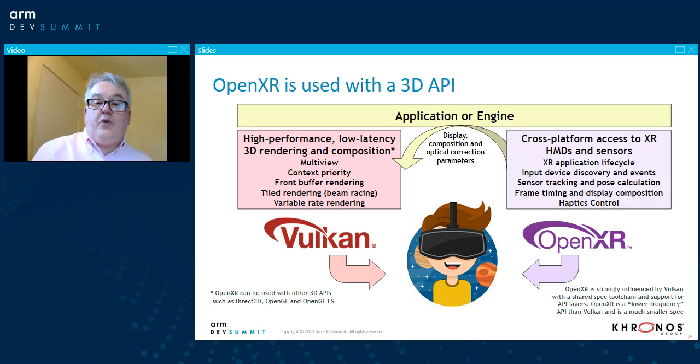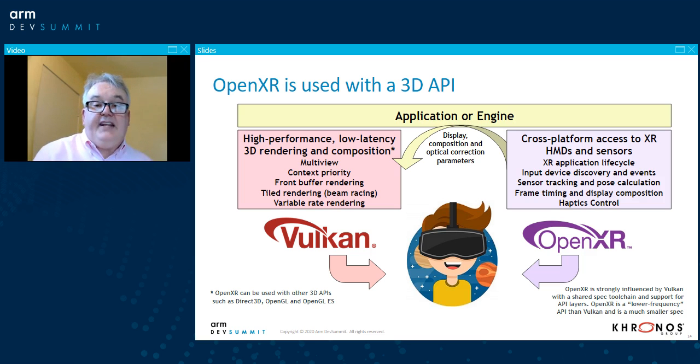So what functionality does OpenXR provide? OpenXR contains everything an application needs to drive XR devices in a system, including device discovery, event processing, sensor tracking, and pose calculations on the input side, and frame display timing and composition, plus haptics control on the output side. However, OpenXR deliberately does not include 3D rendering, and so an OpenXR application will also use a rendering API, such as Vulkan, to generate the imagery.